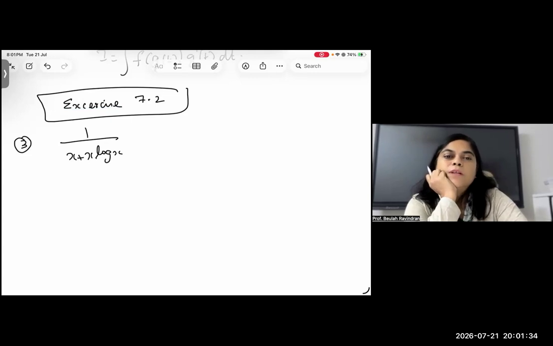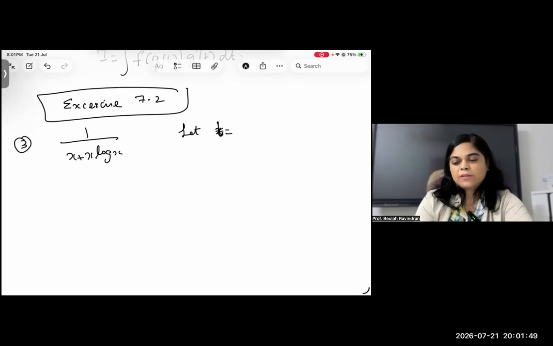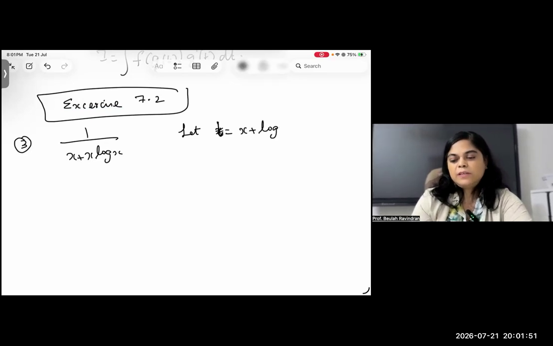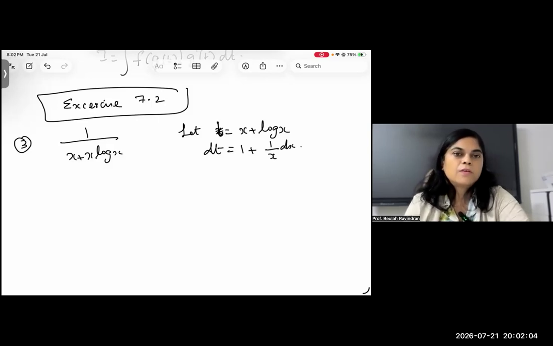What is t now? x plus log x. If you differentiate, what will it be? So this is the transformation. Let t is equal to x plus log x. What is dt? 1 plus log x will be 1 by x into dx. Clear? So 1 plus 1 by x into dx is equal to dt. So you have to represent all these functions like that.